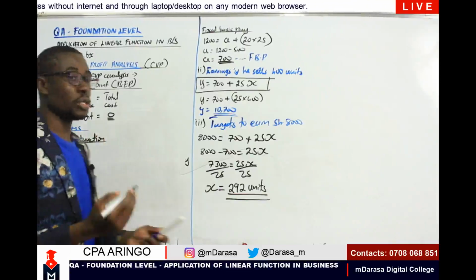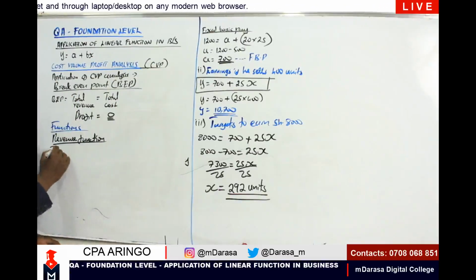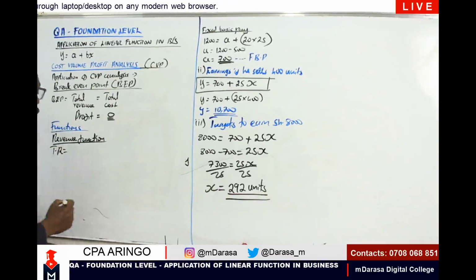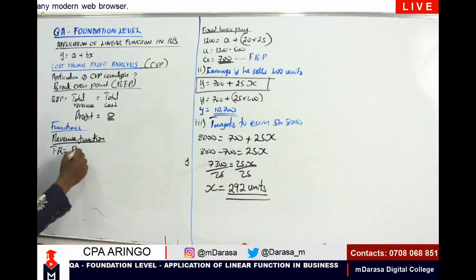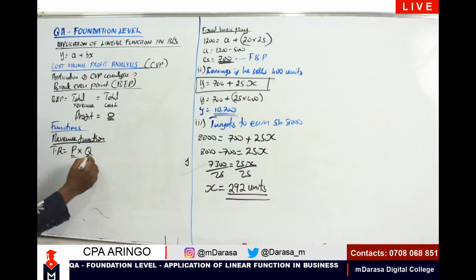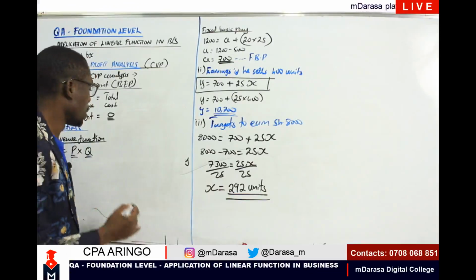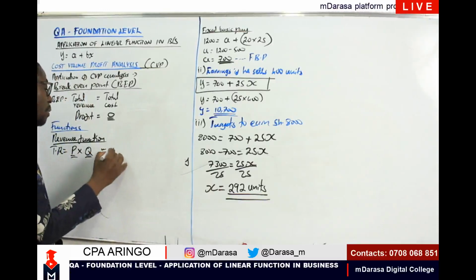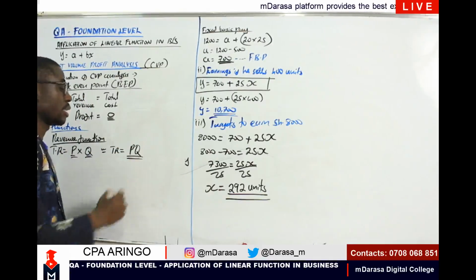To determine our total revenue, we know very well that we talk of our selling price per unit, represented by P, multiplied by our number of units, represented by Q. So P is the selling price per unit, and Q is the number of units that we are selling. In other words, total revenue is equal to PQ. That is our first equation.